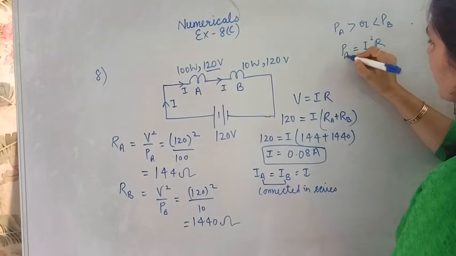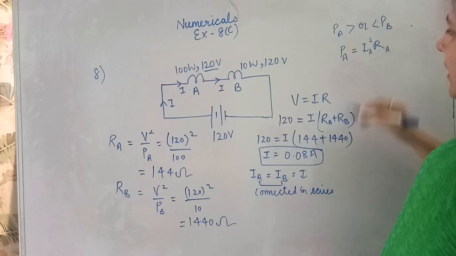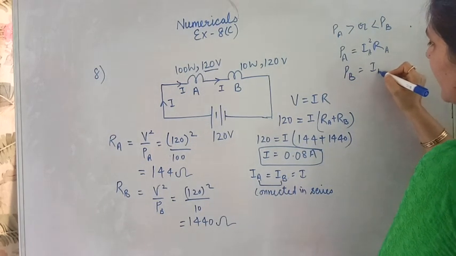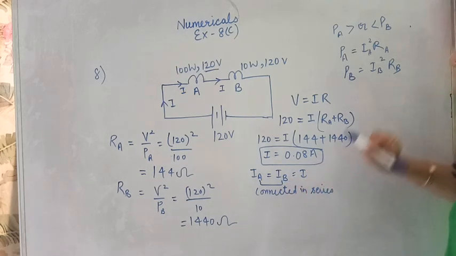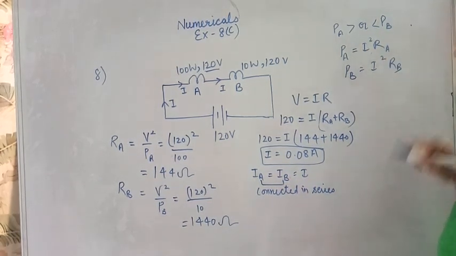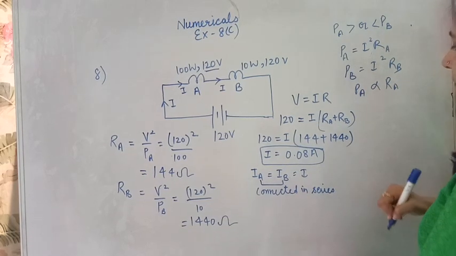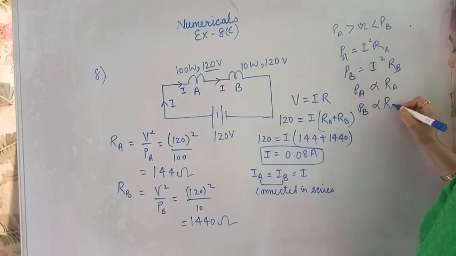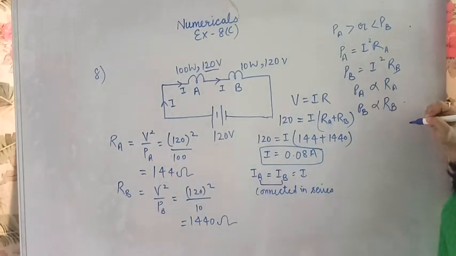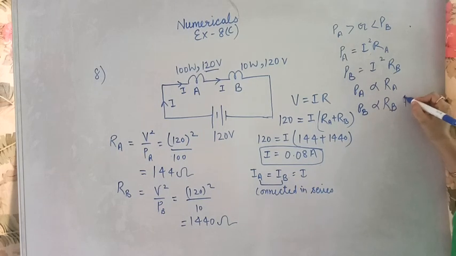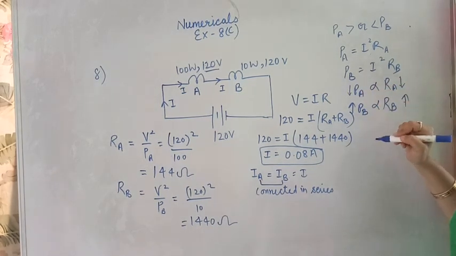If we are talking about bulb A, power of A is equal to current flowing through A squared into resistance of A. Okay, and power for B is given by current flowing through B squared into resistance of B. But we are aware that IA and IB are same, that is equal to I. So instead of IA and IB, I can write I over here. That means power of bulb A is directly proportional to its resistance and power of bulb B is directly proportional to resistance of bulb B. Out of these two, the resistance of bulb A is 144 and resistance of bulb B is 1440. Means this resistance is more, that means power consumed by this bulb is more. Resistance of bulb A is less, that means power consumed by bulb A is also less.